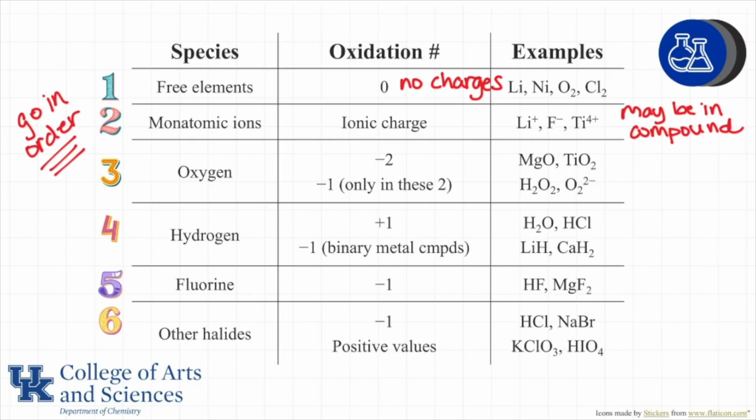Third rule is oxygen has an oxidation number of -2. In the vast majority of cases, it is -2, but it can have a -1 oxidation number, only in H2O2, in the peroxide ion.